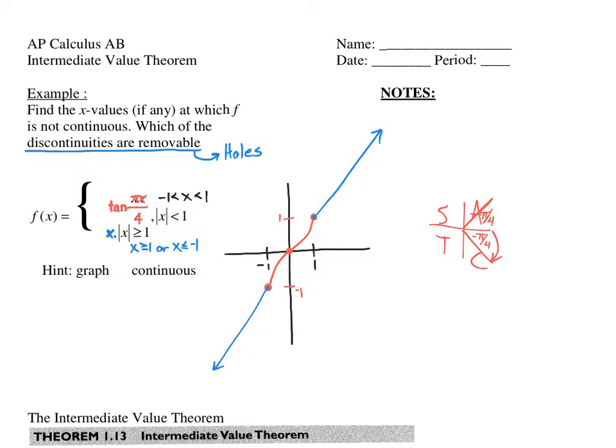Any questions? Okay. So, where is this function not continuous? Nowhere. It's always continuous. Okay? It's always continuous. So that would just be our conclusion. It doesn't have any holes, doesn't have any asymptotes. This is just always continuous. Okay?